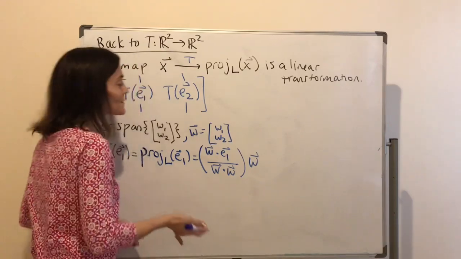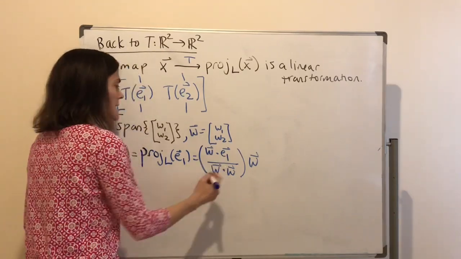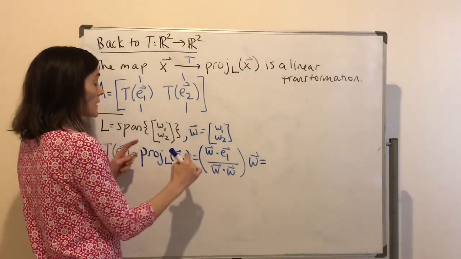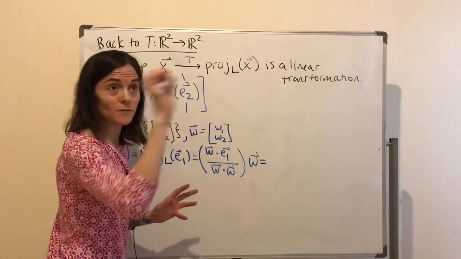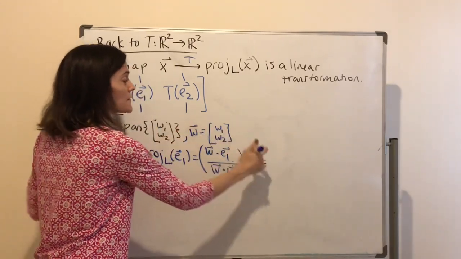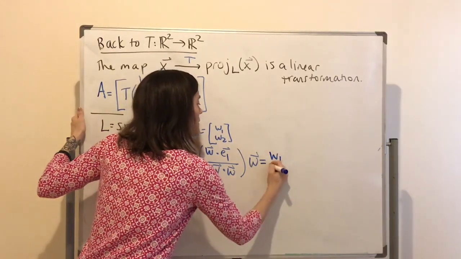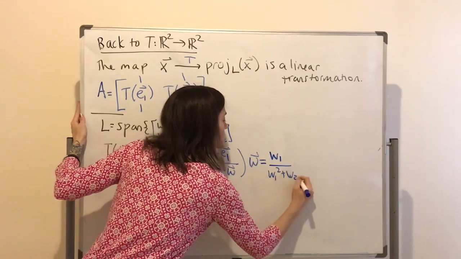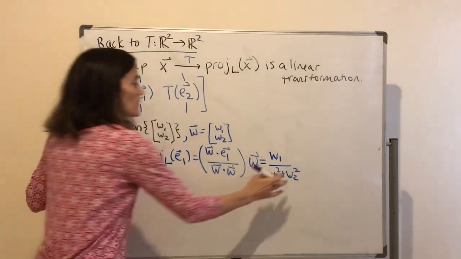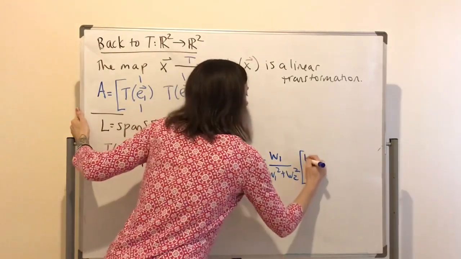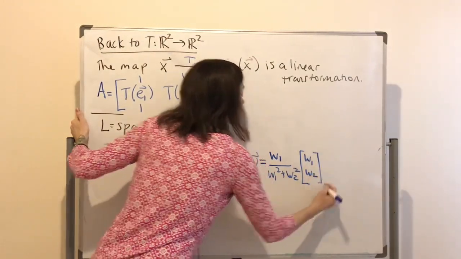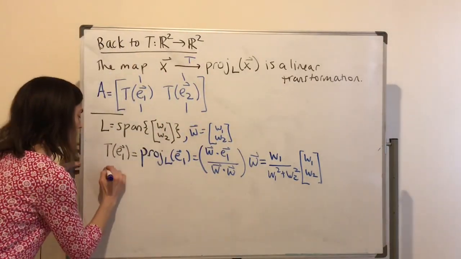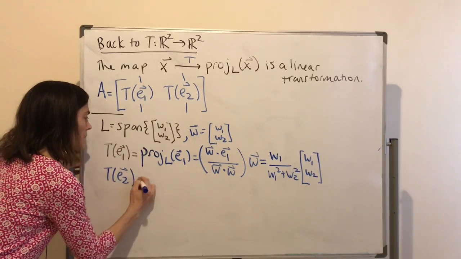We're in R2. There's only two components here, and this is E1. So we can take this another step further. Remember E1 is the vector 1, 0, and if I dot it with W, I just pull off the W1. And then if I dot W with itself, I get W1 squared plus W2 squared. Then I need W1, W2. Maybe I'll leave it like that for the moment. This is going to be our first column of the matrix, but now let's compute the second column, and then we will have the matrix.